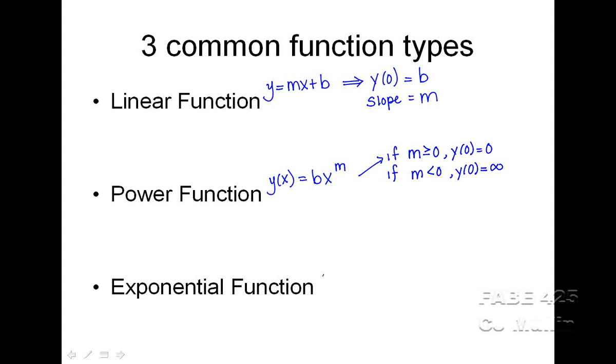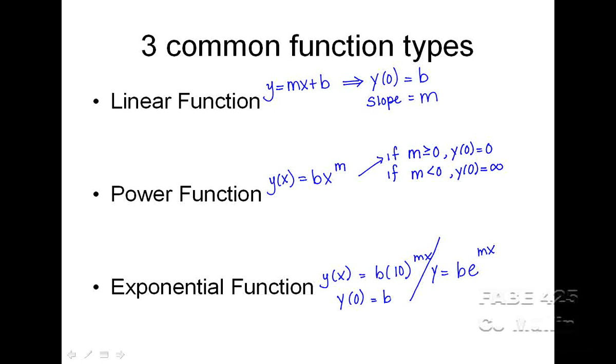The exponential function is y of x equals b times 10 to the mx, and it has an equivalent form of b times e to the mx. Those are not actually equal to one another, but an exponential can be modeled in either form. For both of these cases, y at 0 is equal to b.